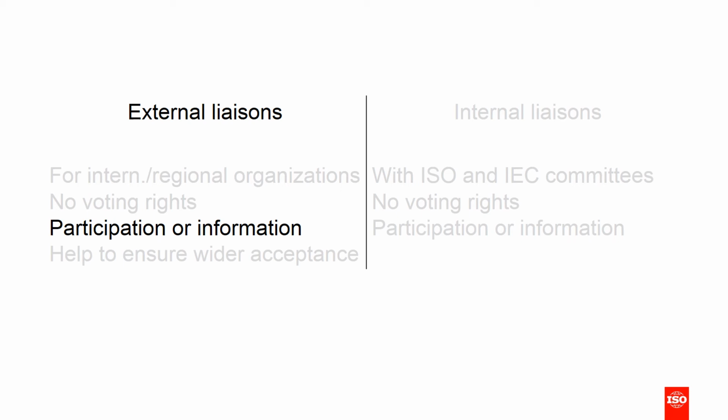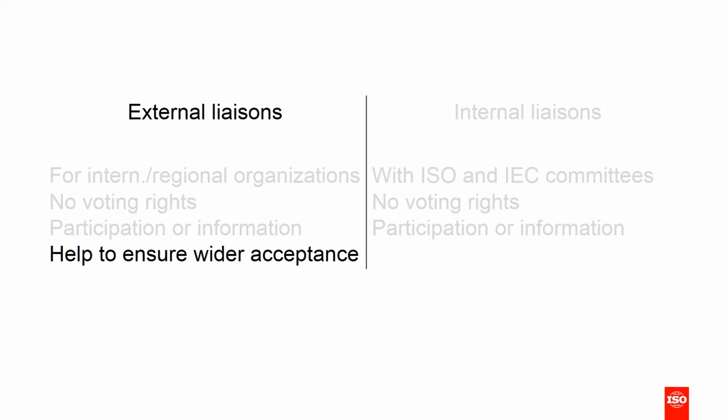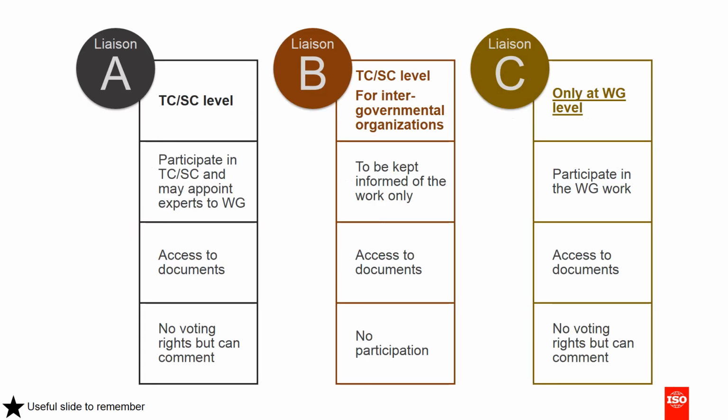External liaisons are very important to ensure wider acceptance, in other words, to ensure global relevance of our standard. And they also help to achieve a wider acceptance once the deliverable is published, so once the international standard is published. There are four different categories of external liaison: A, B, C, and D. So that might be a useful slide to remember for you.